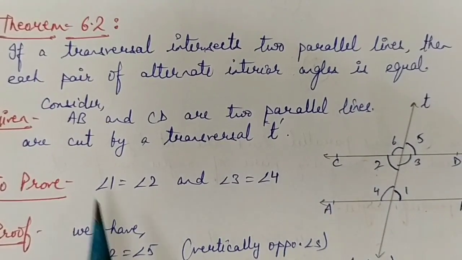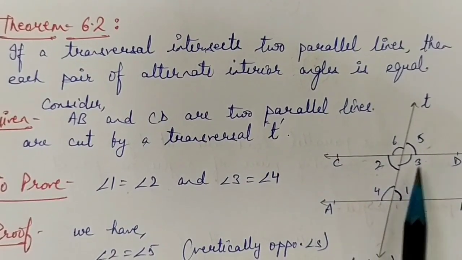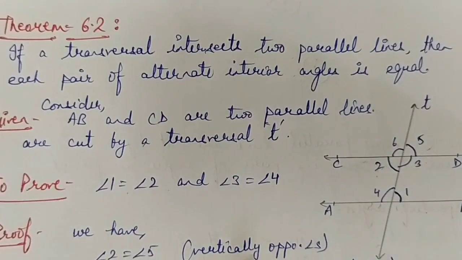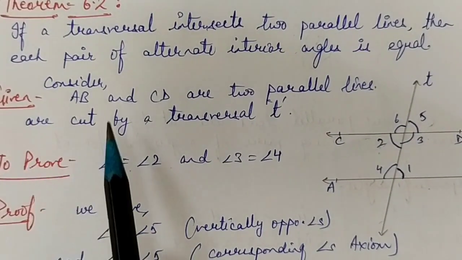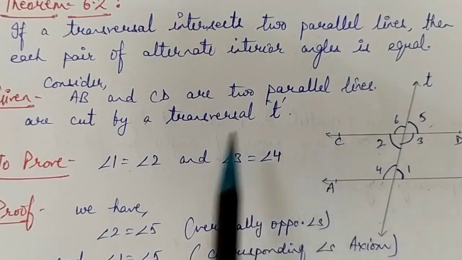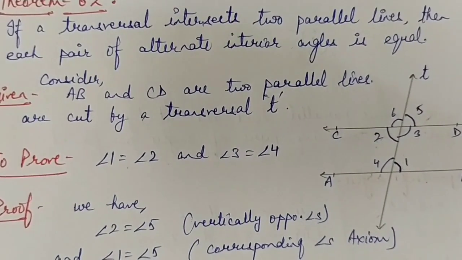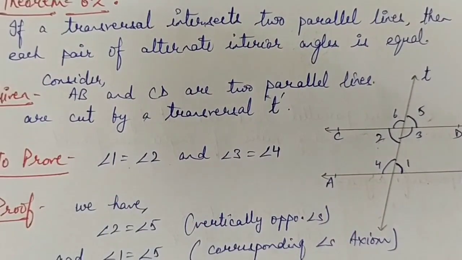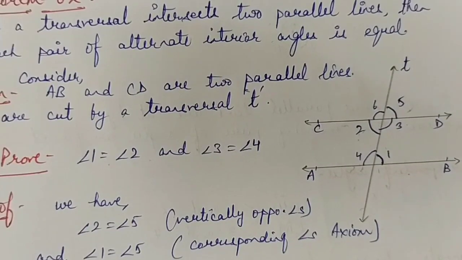It means we have to prove that angle 1 is equal to angle 2 always, and angle 3 is equal to angle 4. Okay, when there are two parallel lines, how will we proceed? Given is AB and CD are two parallel lines cut by a transversal T. So we have considered this. Consider AB and CD are two parallel lines like this and they are cut by a transversal T.